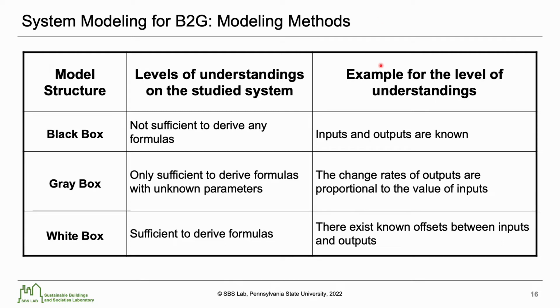So here I want to point out three things for your attention. First, the prerequisite of using white box model structure is to have sufficient information for the studied system. As a comparison, the prerequisite for using the other two model structures is sufficient training data.